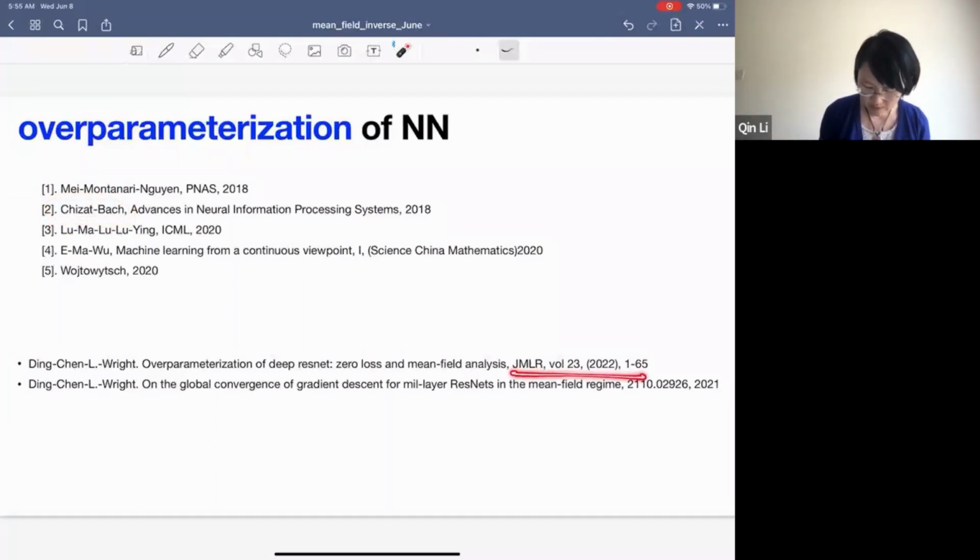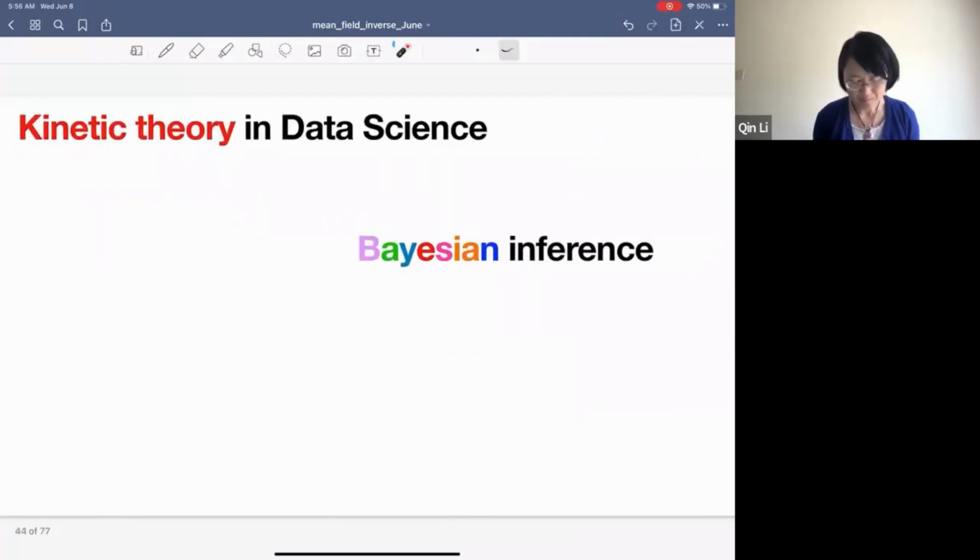So the paper was accepted about 2 months ago. So that's one example. As you can see in this example, we use a kinetic theory, this interacting particle system, as a tool to explain some data science technique.